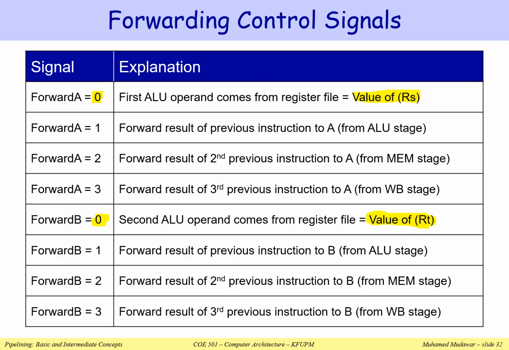So the values are coming directly from the register file, and there is no forwarding. 1 means that we are forwarding the result of the previous instruction, which is still in the ALU stage. This is the case for forward A and for forward B. 2 means that we are forwarding the result of the second previous, and 3 means that we are forwarding the result of the third previous. The second previous will be in the memory stage. In the case of the third previous, it's coming from the write back stage. This is the meaning of these two control signals.